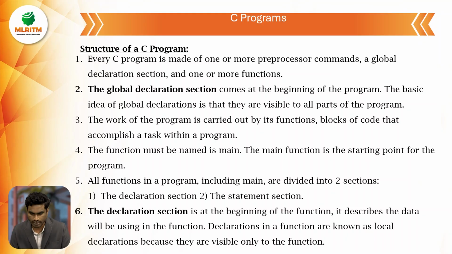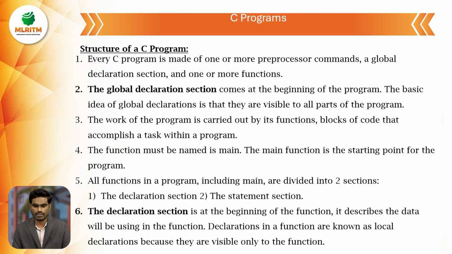The declaration section declares the variables. These described variables can be used in the functions. It describes the data that will be used in the functions. Declarations inside a function are known as the local declaration section. For global variable declaration, the variables are declared at the beginning of the program, and the variables are visible in the entire program.